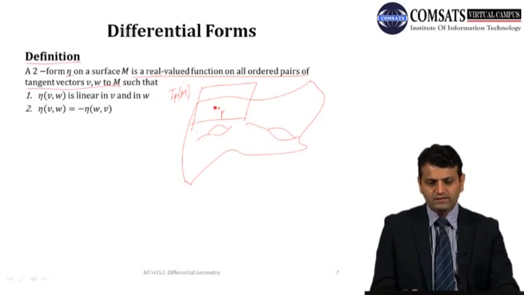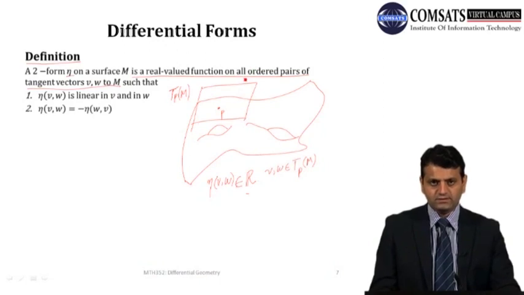So अगर मैं किसी भी पॉइंट पे जो टेंजेंट स्पेस है उसके वेक्टर्स लूँ, दो वेक्टर्स, पेयर ऑफ वेक्टर्स, so eta of VW where VW belongs to tangent space to M at point P, then this is going to be a real number. So this is basically the hidden first condition. कोई से भी मैं दो वेक्टर्स लूँ belonging to the same tangent space to the surface at this fixed point P, then this will give me a real number.